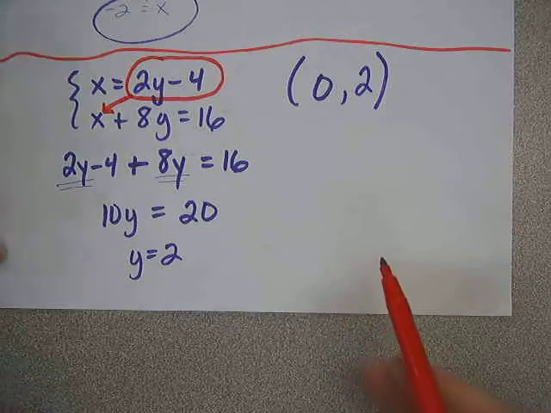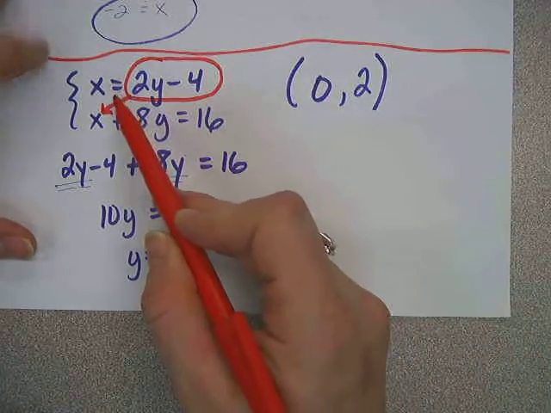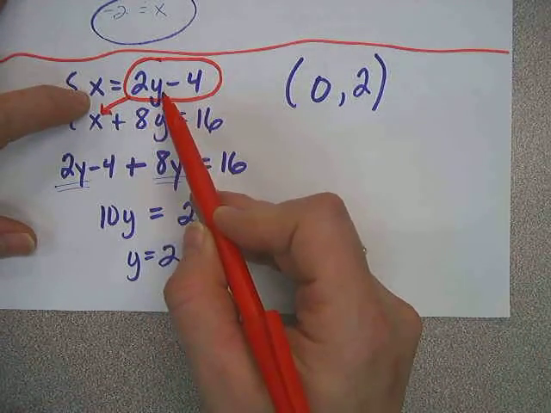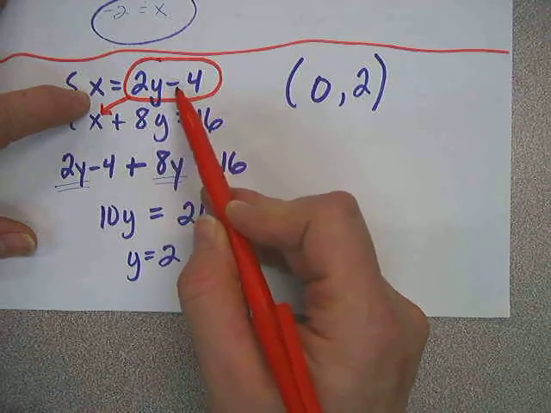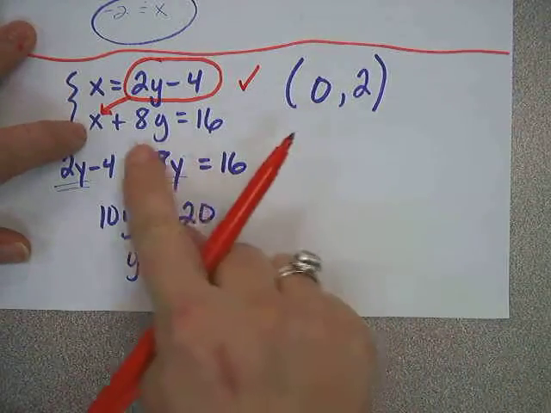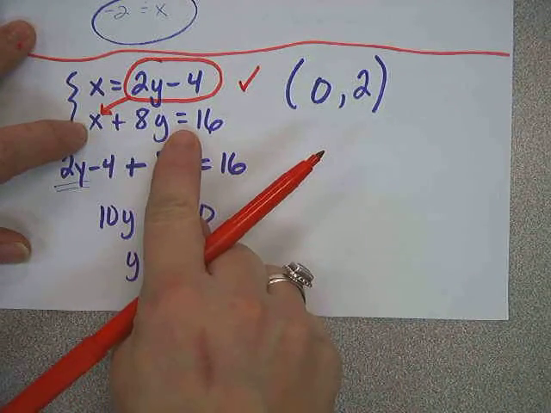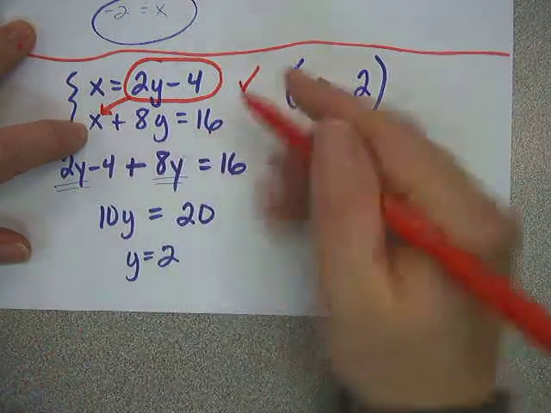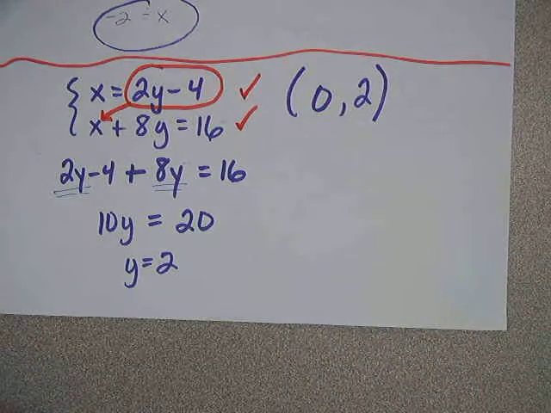Now it's always good to go back and check. When x is 0, if y is 2, does this work? 2 times 2 minus 4 is 0. Yes, it does. If x is 0 and y is 2, 8 times 2 is 16. That works. Okay, so there's 2 examples.